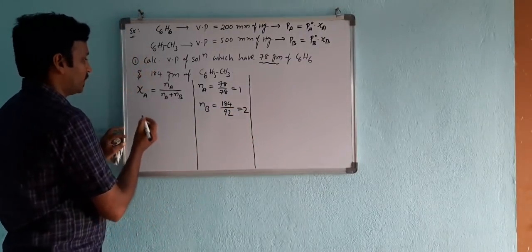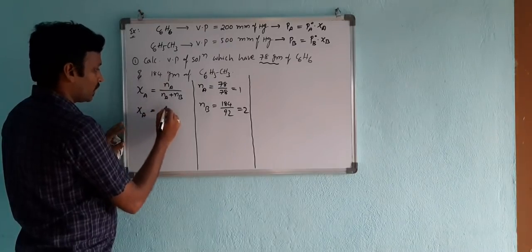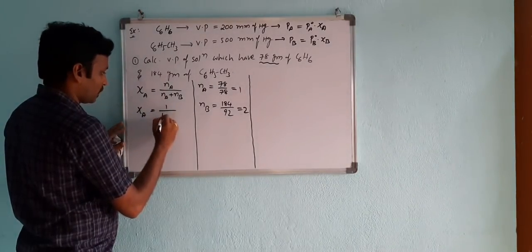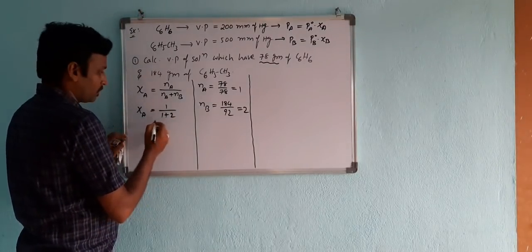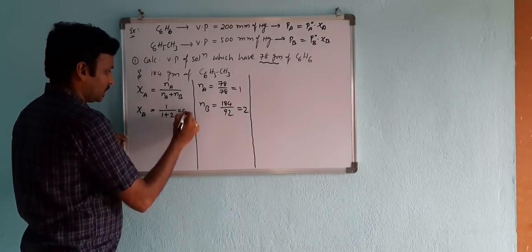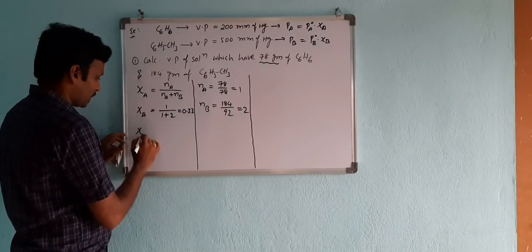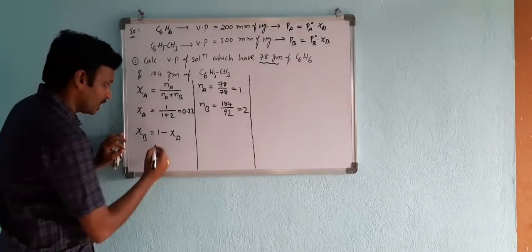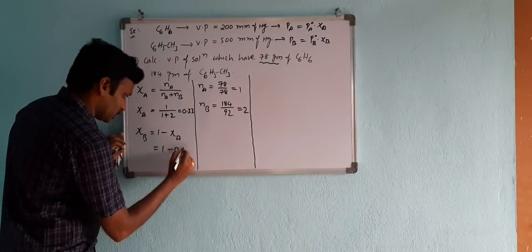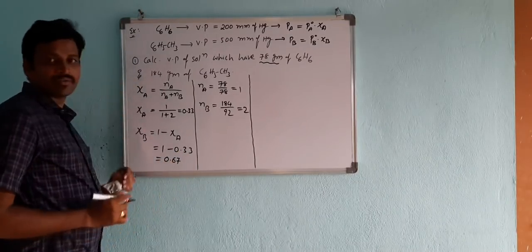So 184 by 92 is 2. Now the mole fraction of A: it is 1 by 1 plus 2, so it's 1 by 3. That means the mole fraction of A is 0.33 something. In the same way you can get the mole fraction of B: it is 1 minus the mole fraction of A. So 1 minus 0.33, so 0.67 you have.